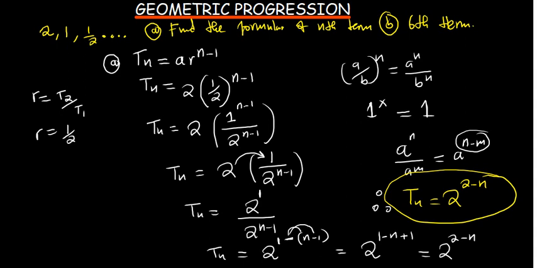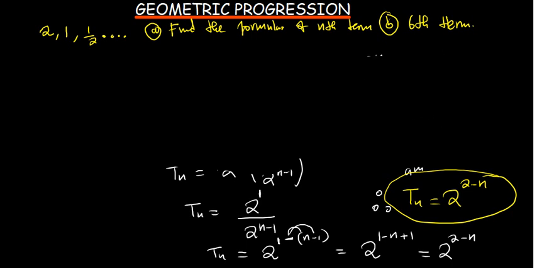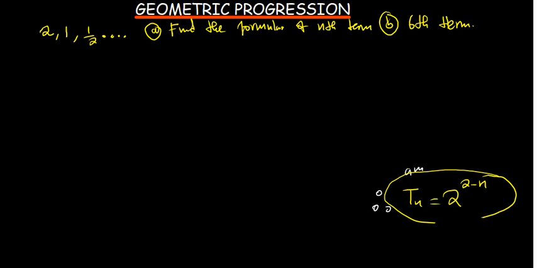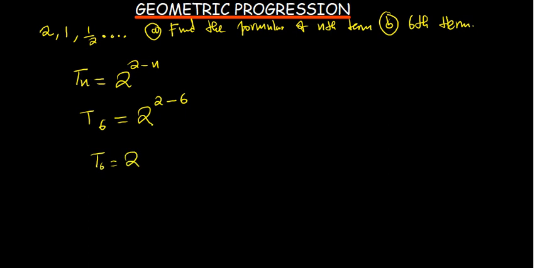Alright. Now we can find question B, which is asking for the sixth term. We know the formula of the nth term, so how can we find the sixth term? We have said the formula of the nth term is equal to 2 to the power 2 minus n. So we are going to say T6 is going to be equal to, since we want the sixth term, 2 to the power 2 minus, where there is n we put 6. So this is going to give us the sixth term being equal to 2 to the power 2 minus 6, that would be negative 4.